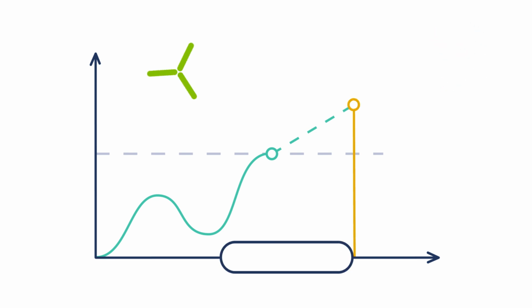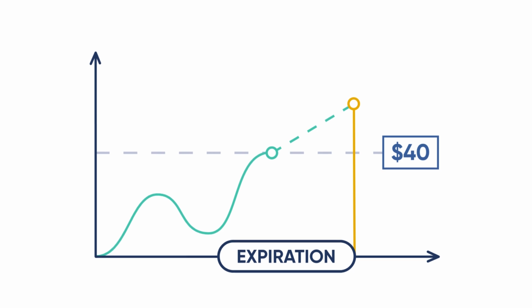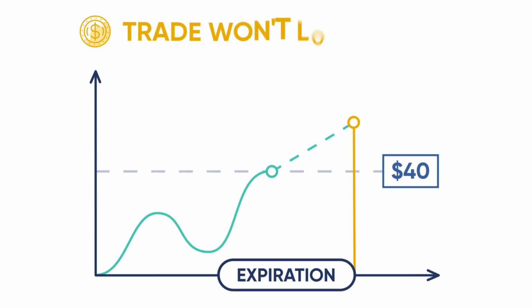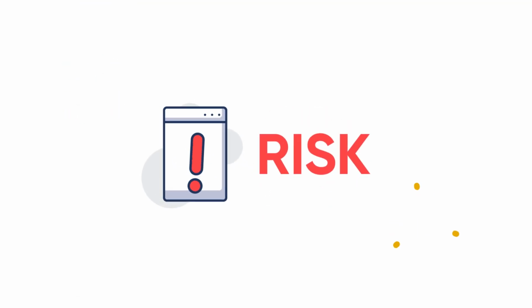In fact, one of the best features of this trade is that as long as XYZ stays above the strike price of the put that was sold, which is $40 in this case, then unlike the long put at expiration, the trade won't lose money. That's not to say that the trade doesn't have risk.